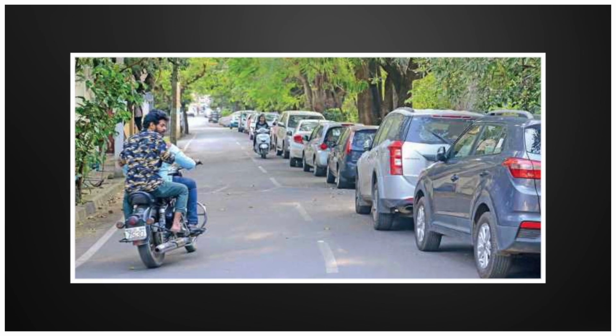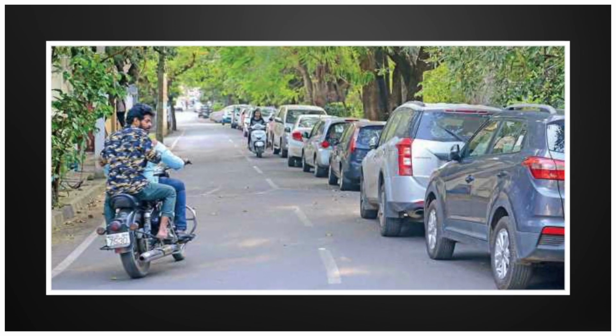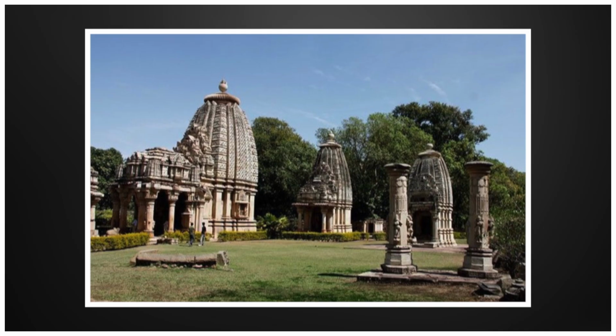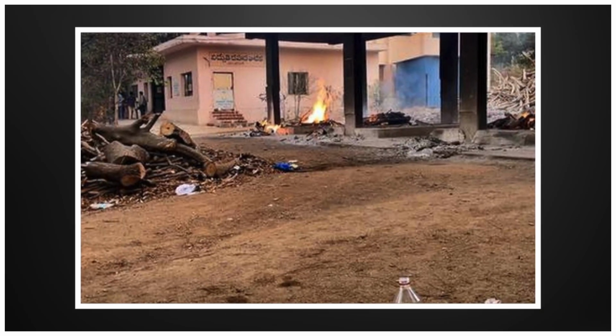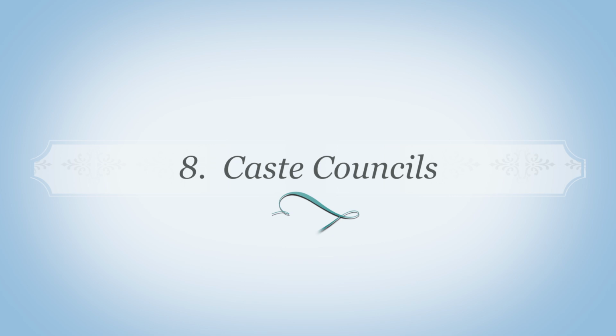They are not permitted to draw water from wells used by the upper caste people. They are even debarred from the use of public roads, schools, temples, cremation grounds, hotels and tea shops. However, many of the prohibitions imposed on the outcasts have now been relaxed. Then eighth point, caste councils.